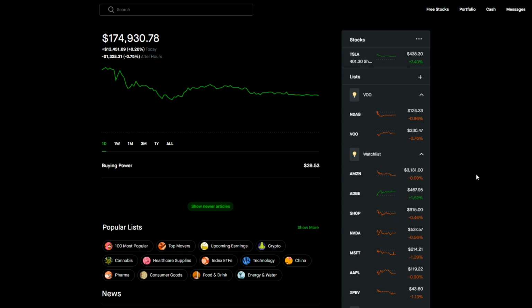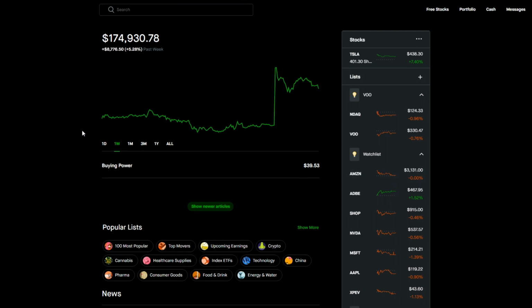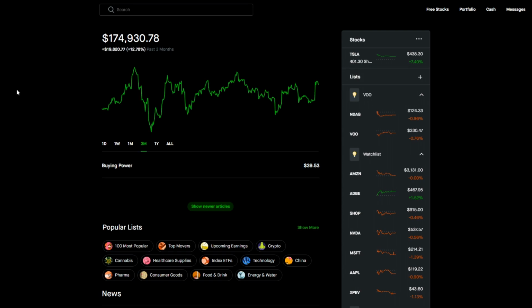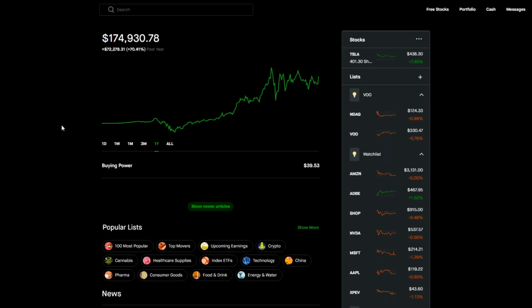So now that we've discussed a few of those points, let's just check out the various movements for each time frame here. So for the past week, we have a plus 5.28% gain, which is plus $8,776.50. And then for the past month, we are at minus 0.68%, which is minus $1,205.53. For the past 3 months, we are currently at plus 12.78%, which is plus $19,820.77. And then for the past year, we are currently at plus 70.41%, which is plus $72,278.31.